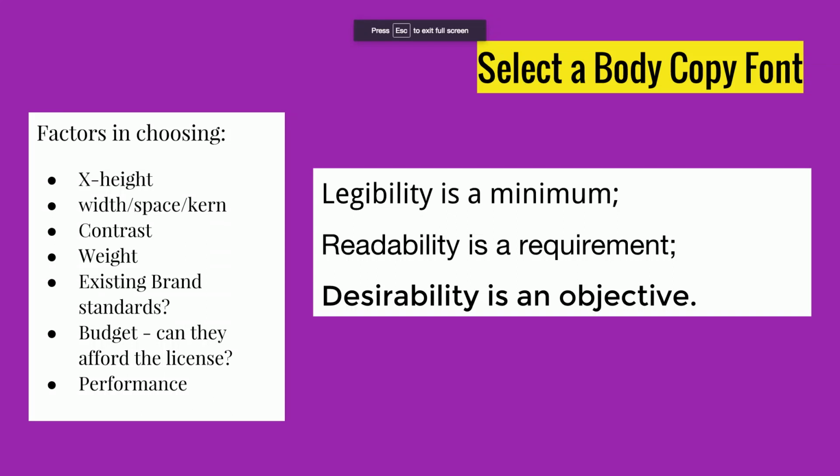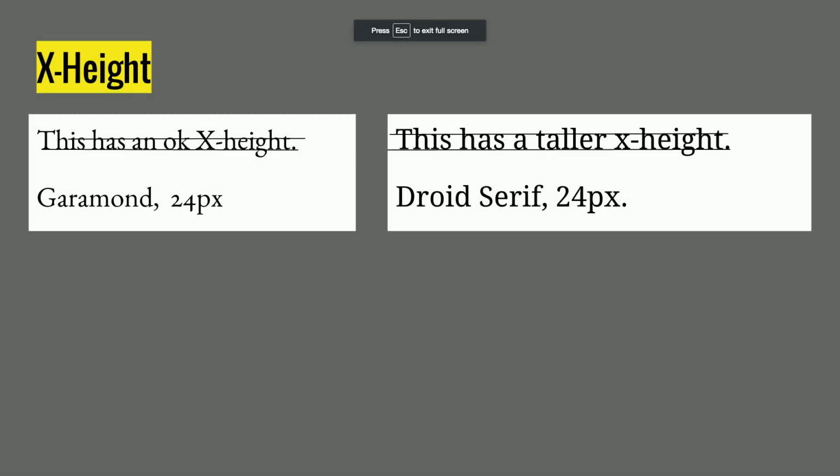And that takes into account all those things that I was talking about in terms of inputs into the system. And factors in choosing, we're going to look at different fonts' X height, width, space, and kern, the contrast inside of the font, the weight of the font, existing brand standards, budget, can they afford the license, and the performance implications of the body copy font. Again, we're starting with body copy because we're after big wins. If we get body copy right, we're most of the way there to getting the type system done.